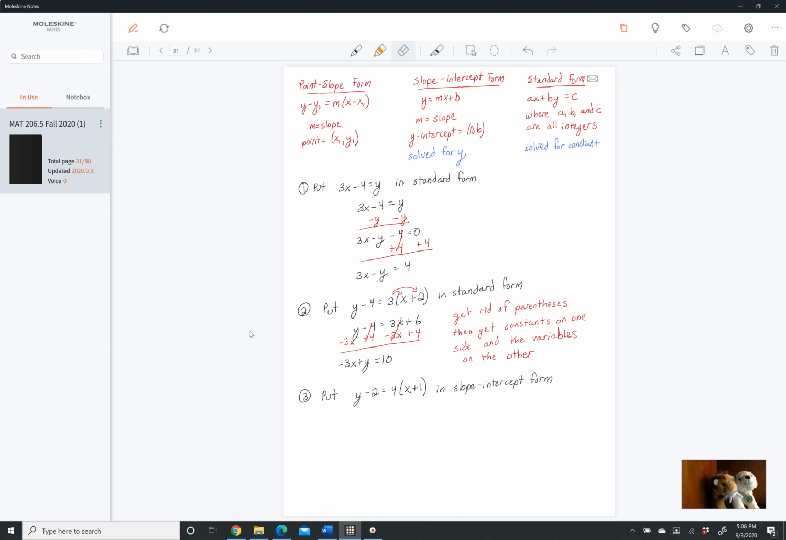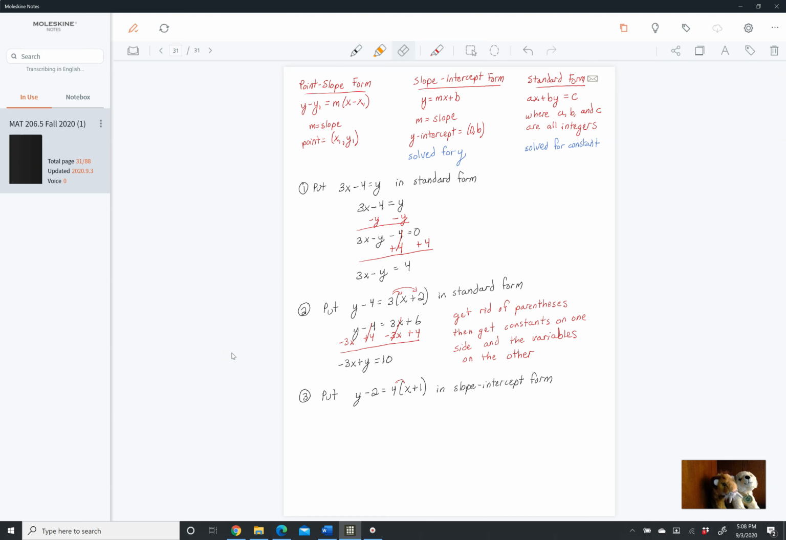So this is a little bit different. We're always getting rid of the parentheses, but this time instead of getting the variables on one side and the constants on the other, we're going to solve for y. That's the difference, and that's why I put this up here, that this is solved for y and this is solved for the constant, because it changes what we do, right? And it tells us very quickly how to get from one form to another.